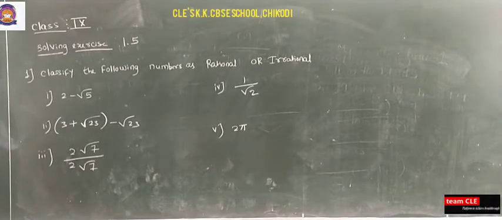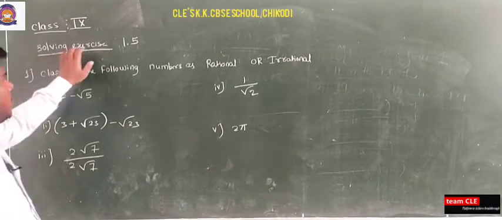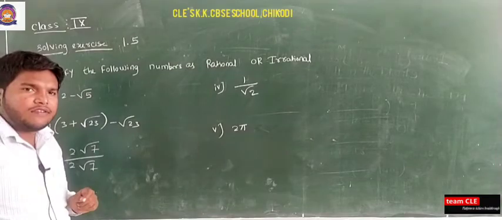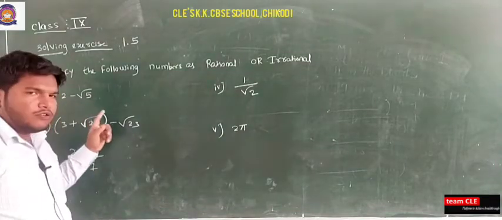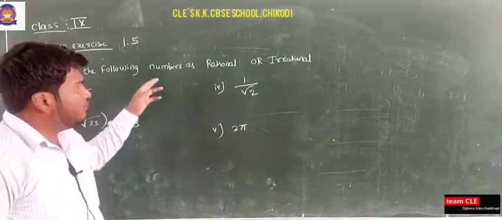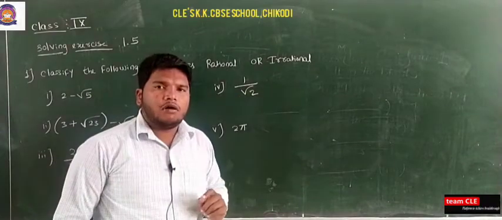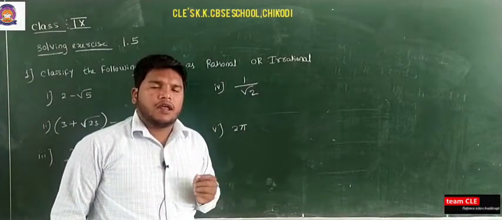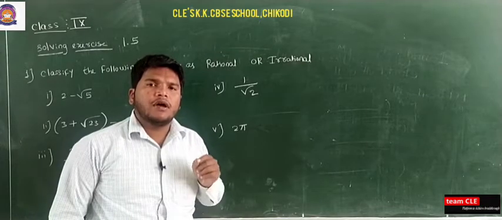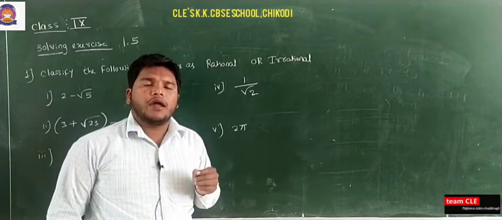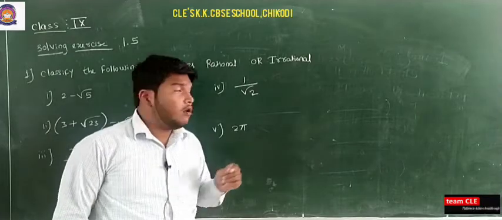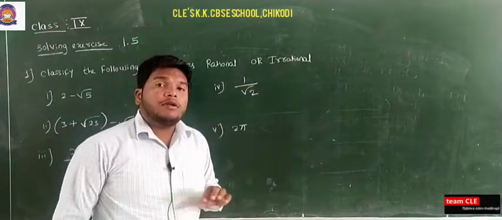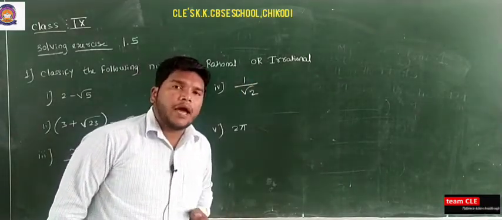Hello dear students, now I am going to solve exercise number 1.5 from your class 9. The first question says: classify the following numbers as rational or irrational. Rational numbers are those expressed in the form p by q, where p and q are integers and q is not equal to 0. Irrational numbers are numbers not expressed in the form p by q.